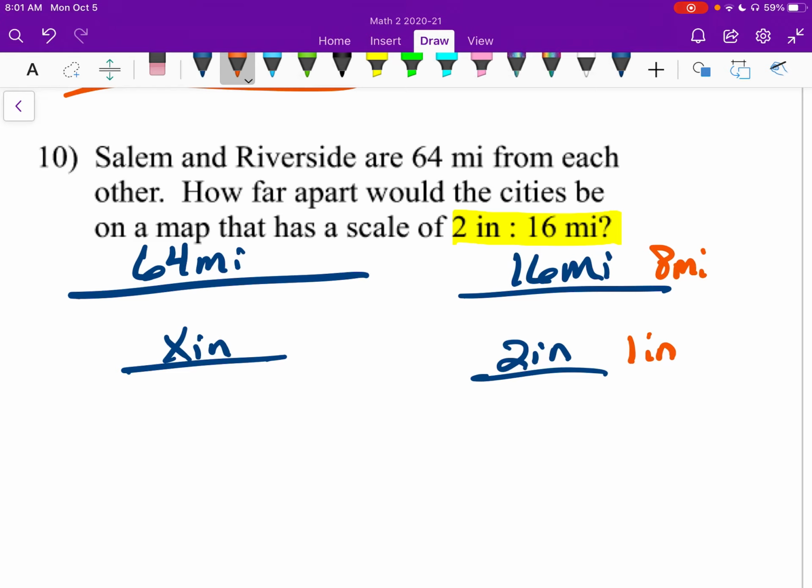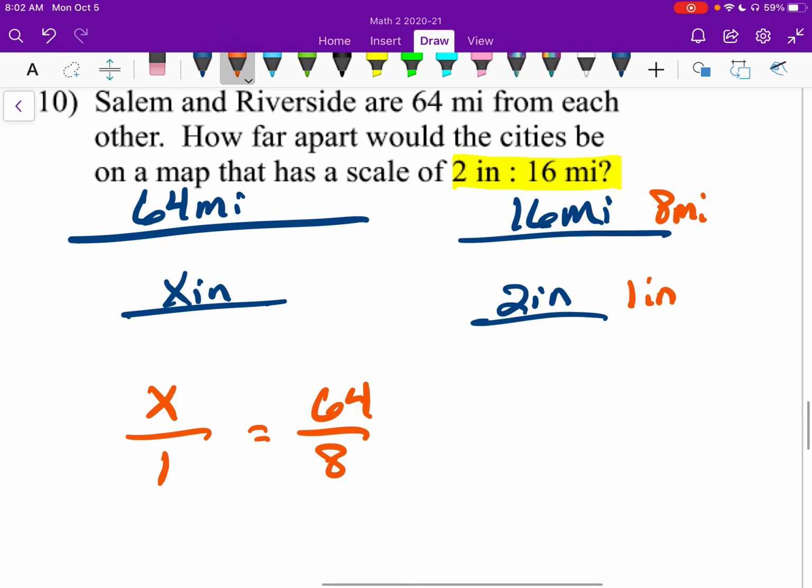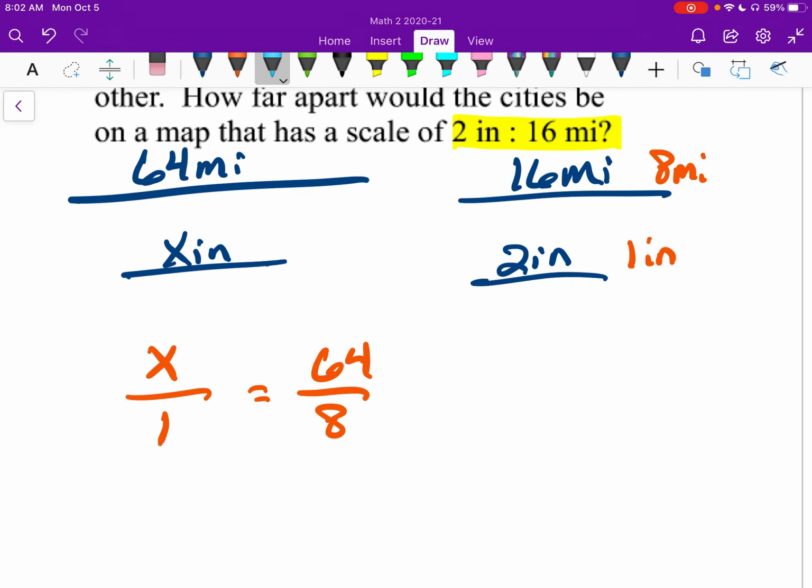If you didn't want to reduce, it would work out just fine. This just makes the numbers a little bit smaller for me to do in my head. So I'm going to start off with x over 1, x inches to 1 inch is 64 miles to 8 miles. And then here, because we already reduced in the beginning, we're able to just reduce here, and we get x equals 8, and what are we talking about? Inches.